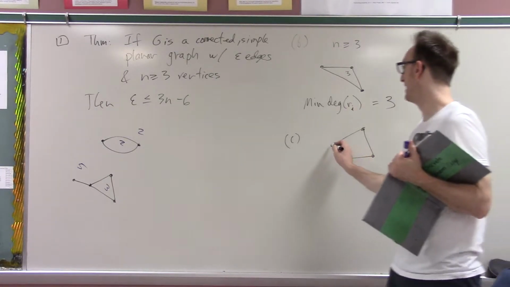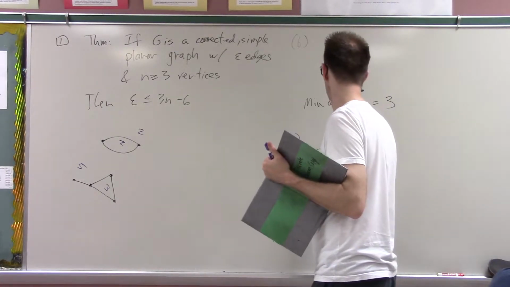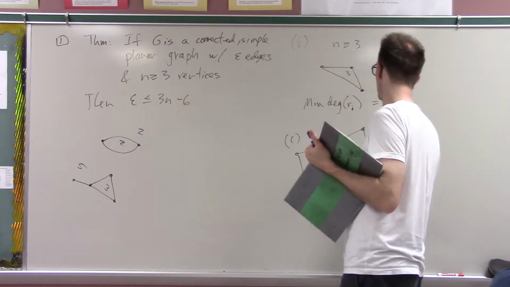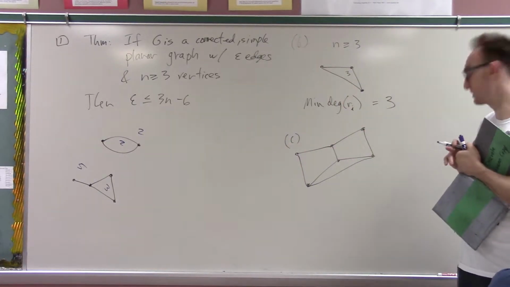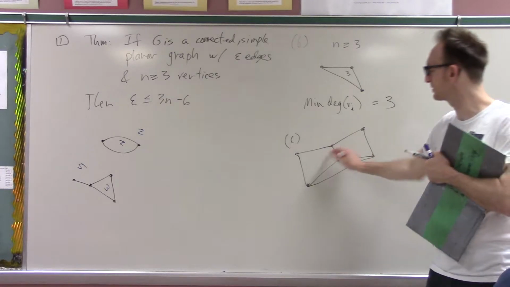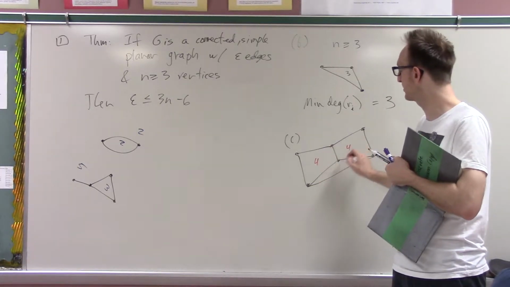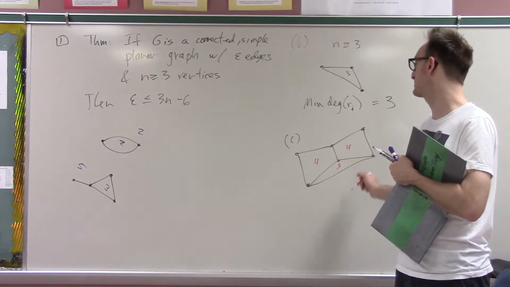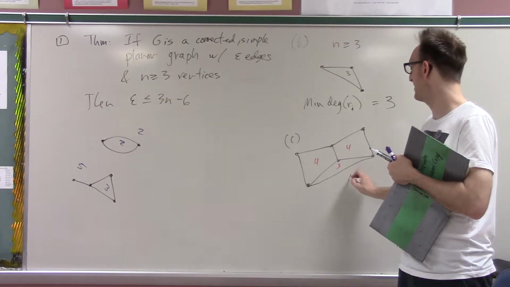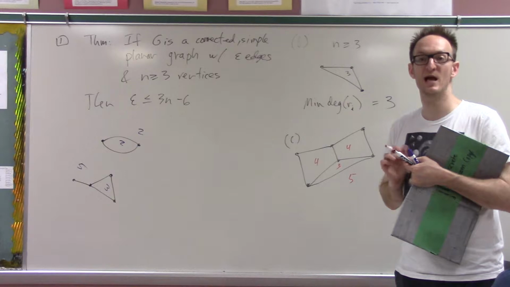Then if you count all, let's actually do this properly. So maybe something like this. If I was going to count all the edges by counting the degrees of all the regions, then I would say this has degree 4, this has degree 4, this has degree 3, and the outside has degree 1, 2, 3, 4, 5. But then I've double counted every edge, right?